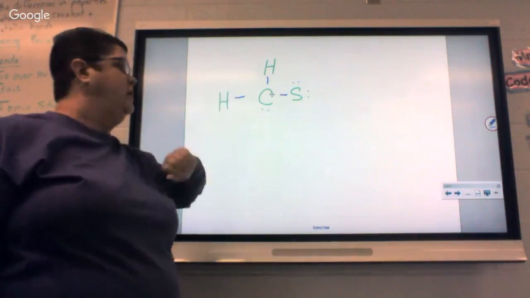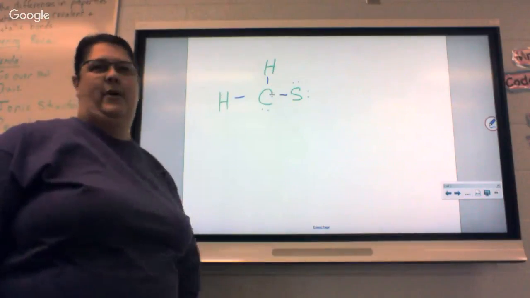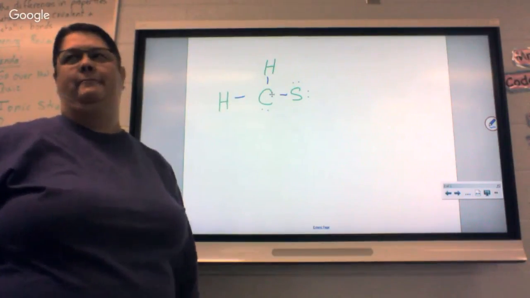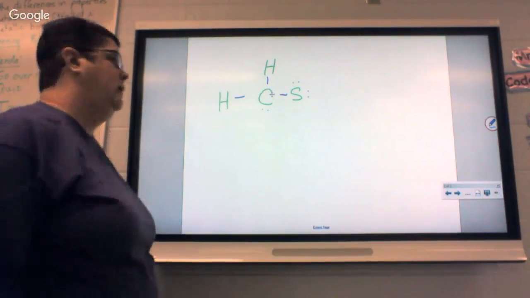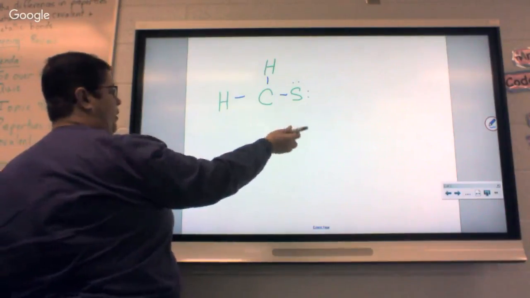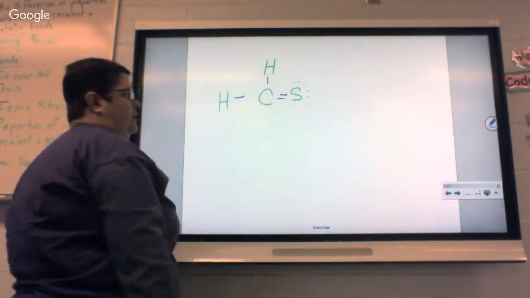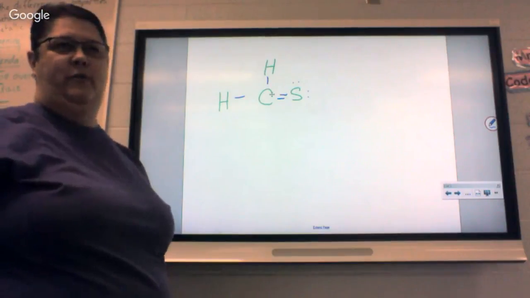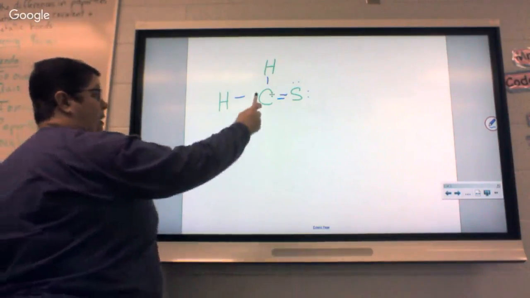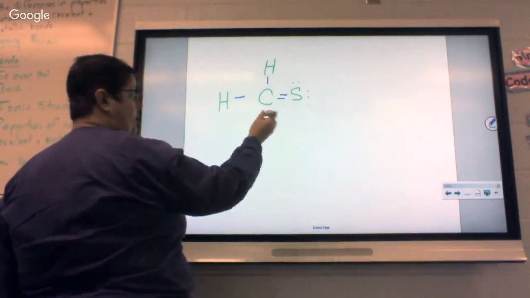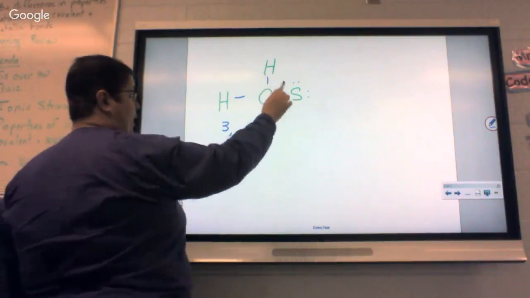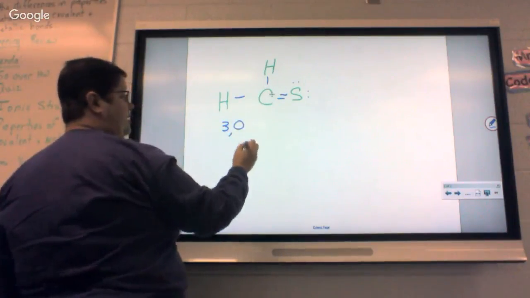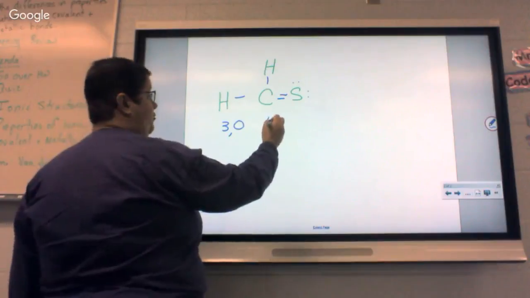The H's are good. C has 8. S has how many? Is it happy? So what are we going to do? We're going to take 2 from the C and put them where? On the S. So what geometry would this be? How many are on the C? 3. And how many lone pairs? So 3 and 0, I heard it already.